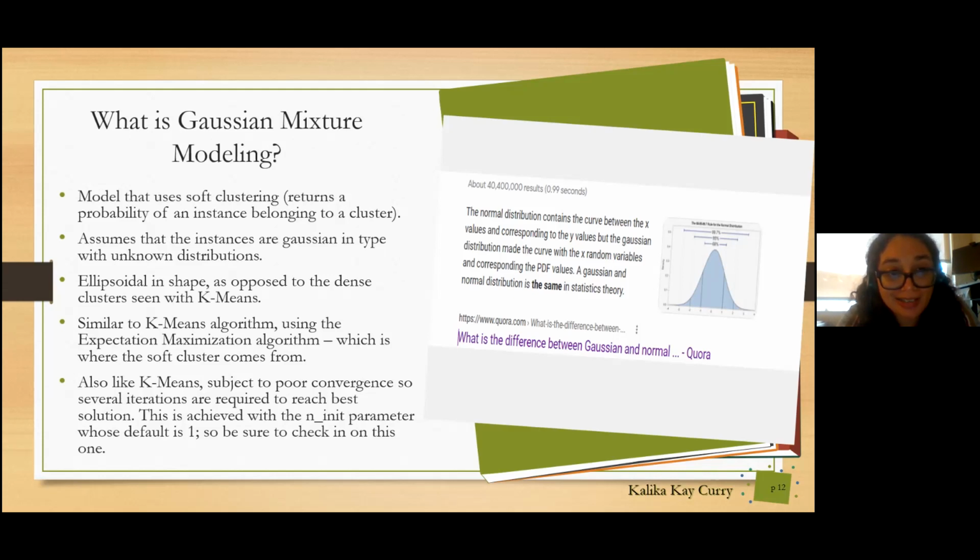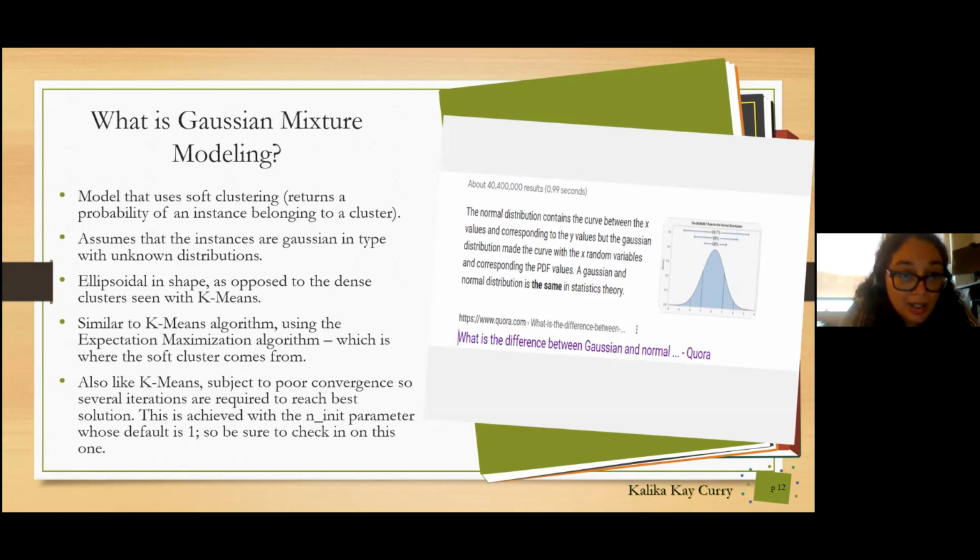So we know that Gaussian mixture models are using soft clustering, which we discussed in the last discussion around clustering. Soft clustering means that rather than saying this point belongs to cluster one, there's a probability that it belongs to cluster one or cluster two or cluster three, or however many clusters you have.